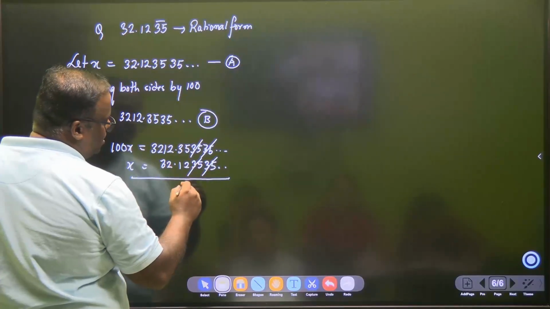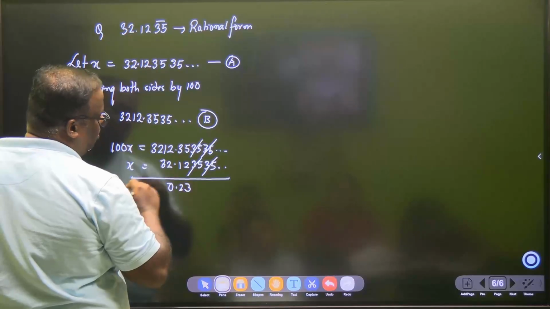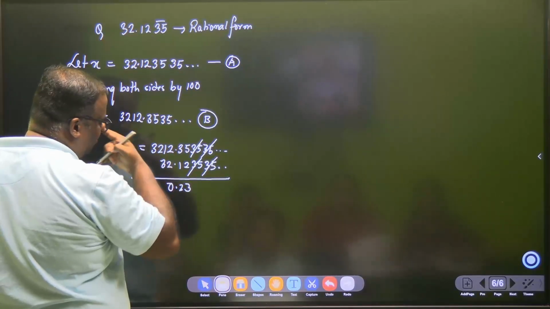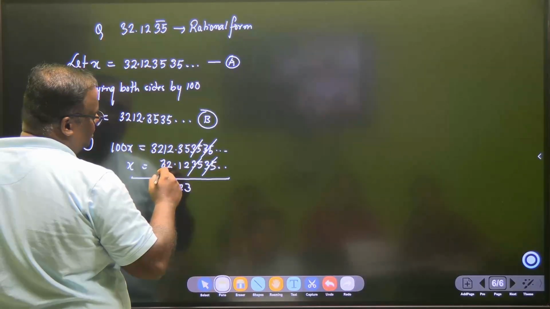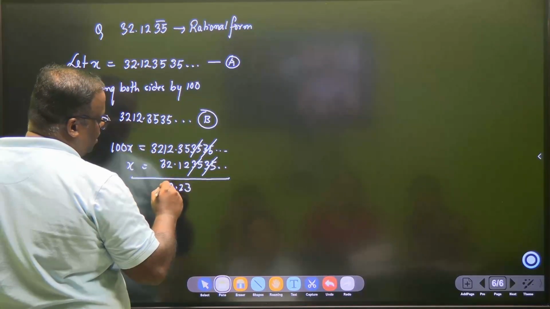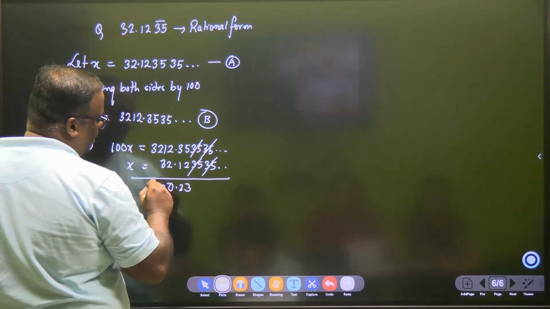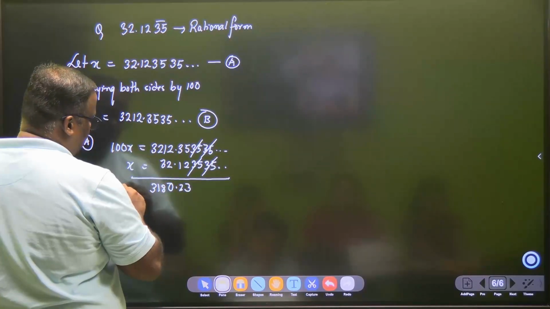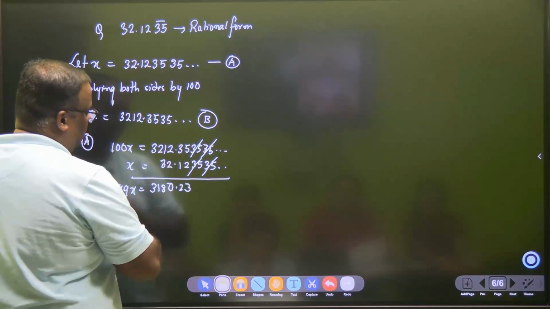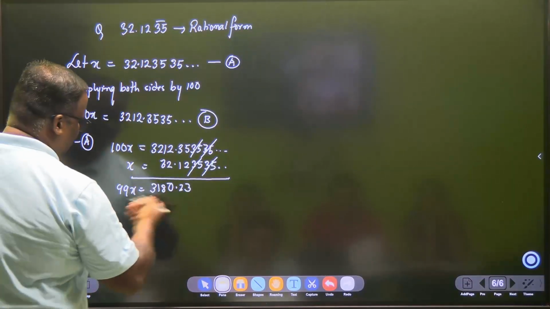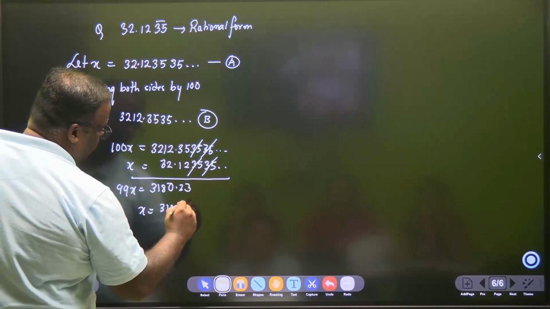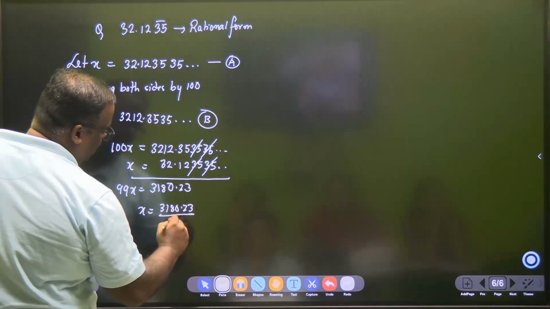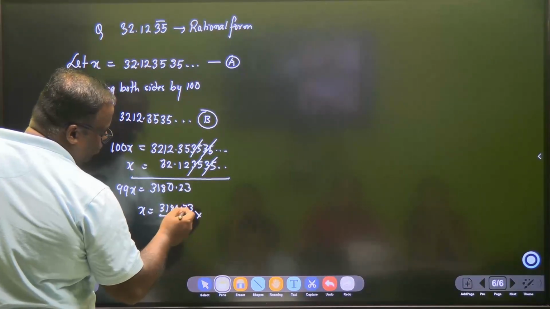5 minus 2 is 3. 3 minus 1 is 2. 2 minus 2 is 0. 3 and 1, so this will be how much? 8, 1 carry over. 1 and 2, 1 and 3. So we have 99x, which is equal to this. Right here, you can adjust, or you can adjust later also. 3180.23 divided by 99.